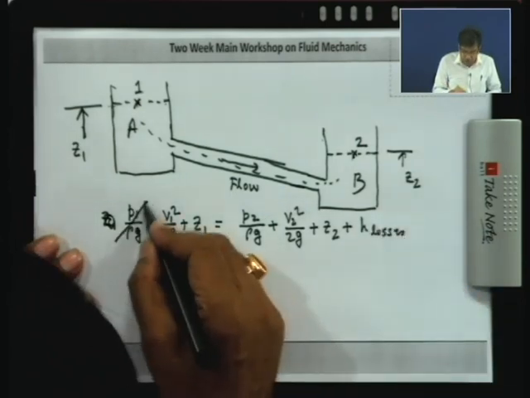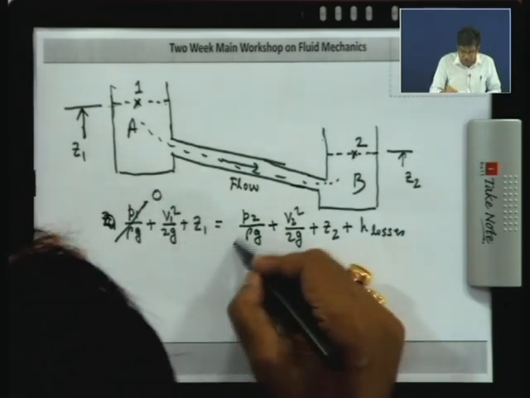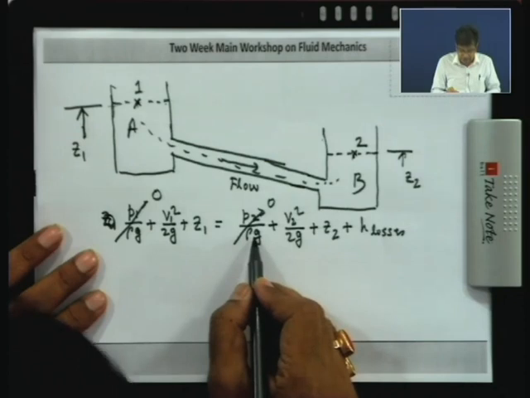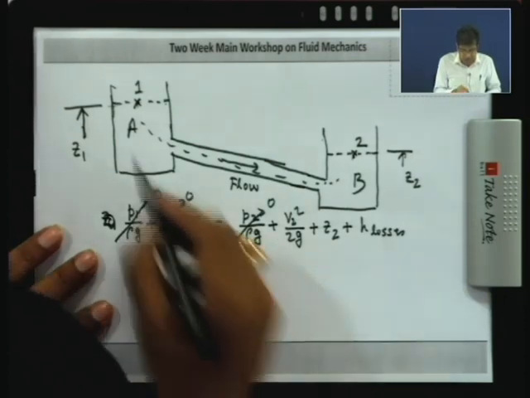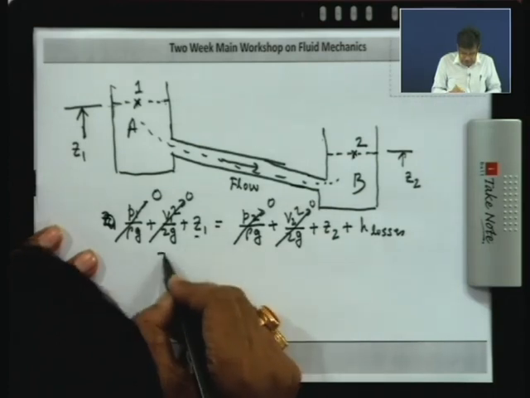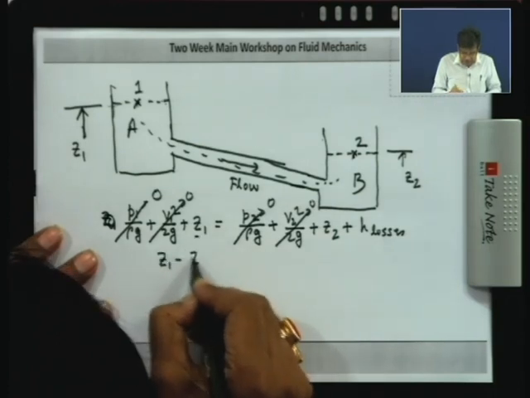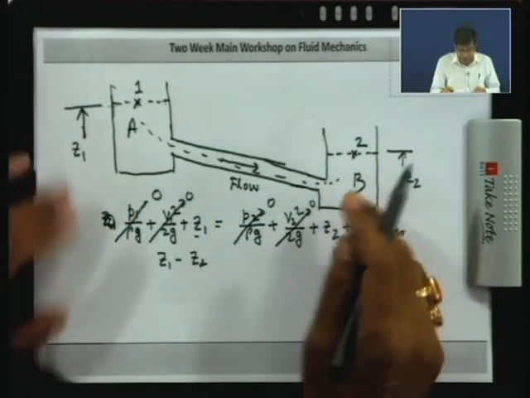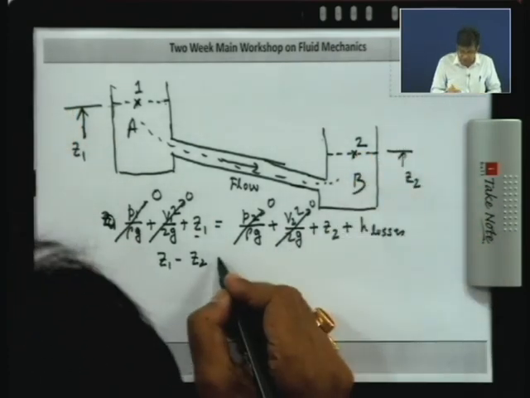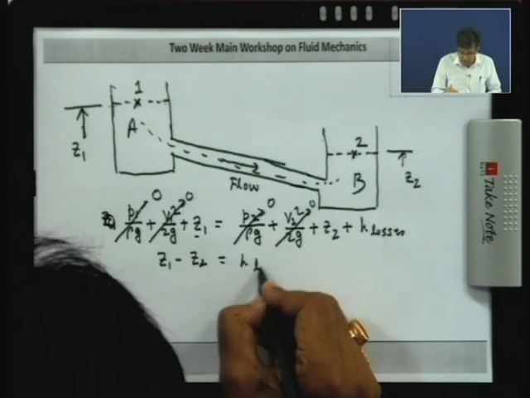Now, since P1 is 0, because atmospheric pressure is 0 or cancelled, if you put the atmospheric pressure, it cancels. There is no velocity at this surface, there is no velocity at this one. That means in this case only the difference in potential energy is equal to the losses.